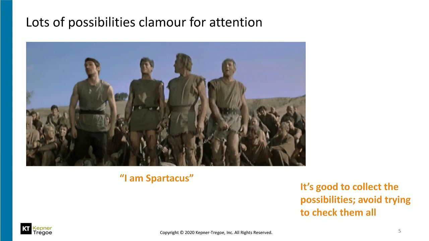when the Romans wanted to find out who was the renegade slave. Now, suggestions are good, but not all of them. If you want to find the real Spartacus, it won't help you to listen to all the men claiming to be. And as we go through this short session, we'll look at ways of filtering which possible causes are more or less likely. It is good to collect the possibilities, but not so good to spend your time trying to check them all one by one, because you possibly don't have the time.